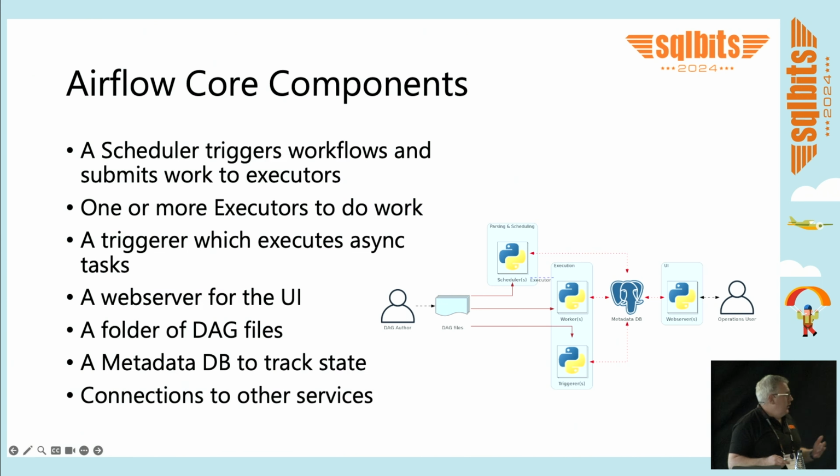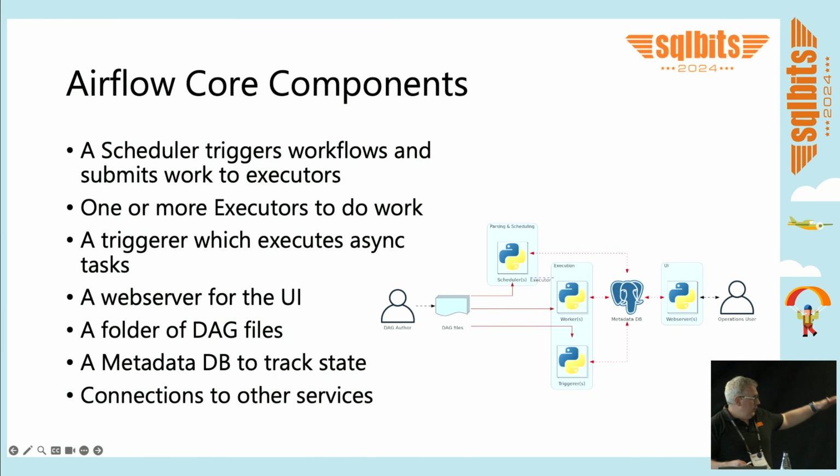So Airflow core concepts, how does this actually get structured? A scheduler, which is what we use to set when something's going to run, is used to trigger the workflow, and that's used to submit the work, which is the individual tasks, to the executors. We can have one or more executors, and that allows us to scale out massively wide. Depending on how much work you've got, you can just push this out. A trigger which executes async is used to execute the async tasks, as we said.